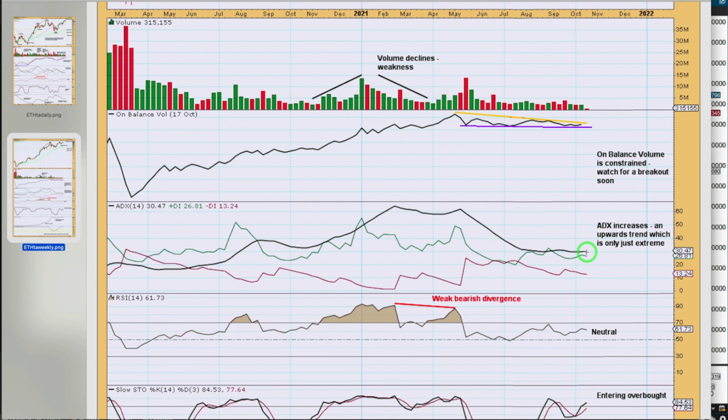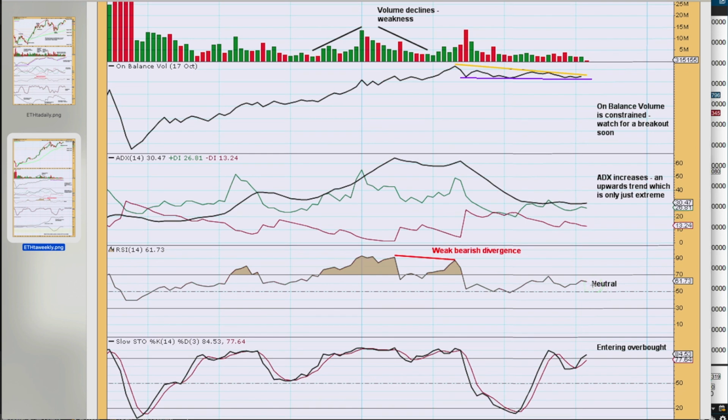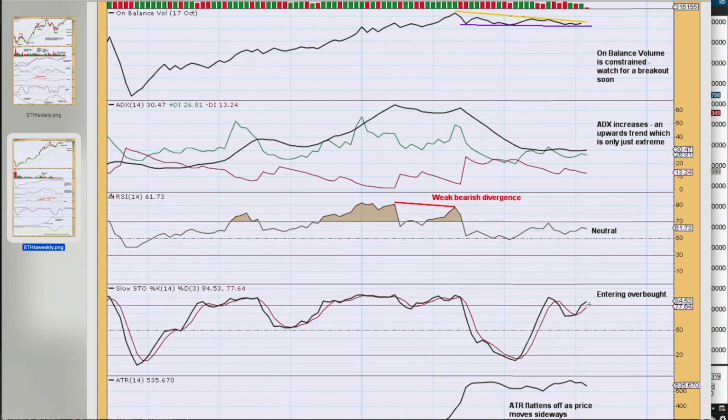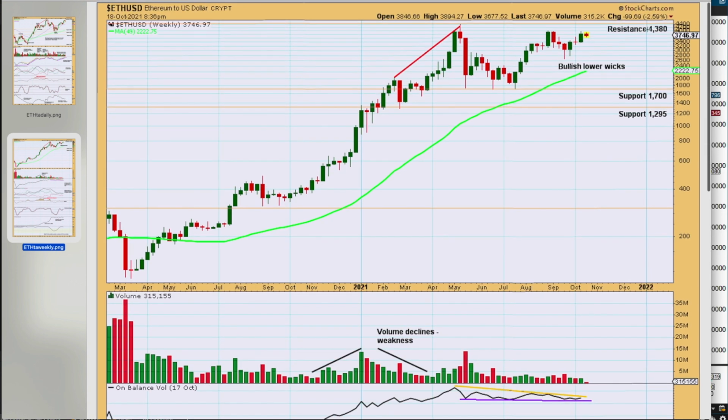At the weekly chart level, ADX is increasing, telling us there is an upward trend. It's extreme because it's above both DX lines, but nowhere near as extreme as these markets can develop. It can get over 60 here, it did. RSI neutral territory, there's plenty of room for this upward trend to continue. Stochastics entering overbought, but we use that when the market's consolidating, not when it's trending. ADX says it's trending. For confidence, I'd want to see a breakout by a close above resistance. That's at the daily chart level, not weekly. If we see that, I'd have more confidence in this trend for Ethereum.